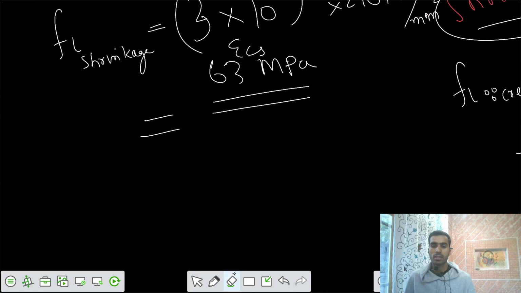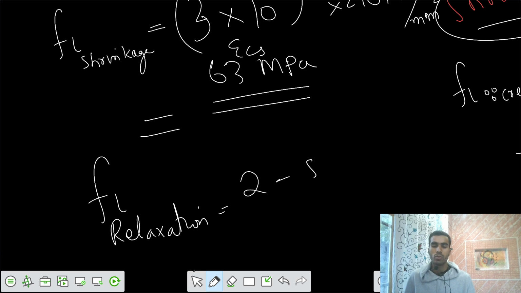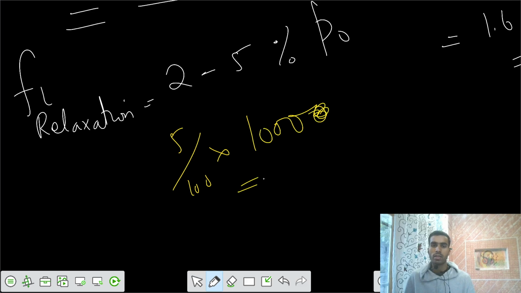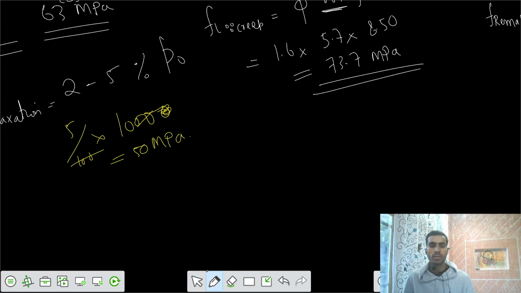Relaxation. Loss of stress because of the relaxation. What is the equation for that? That is generally 2 to 5% of P naught. Let's take the maximum value, that's 5% of P naught. Your initial pre-stress was 1000. So that's around 50 megapascals. That means we have to say what is the total loss of stress?